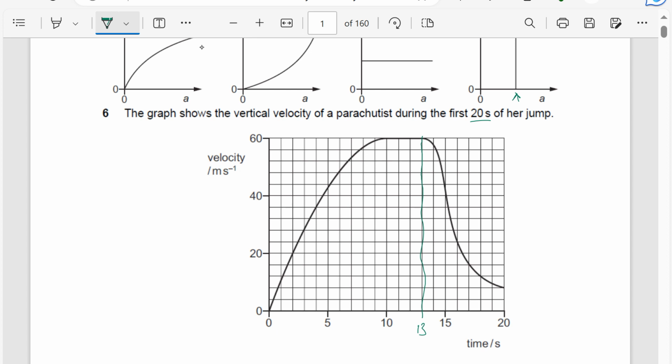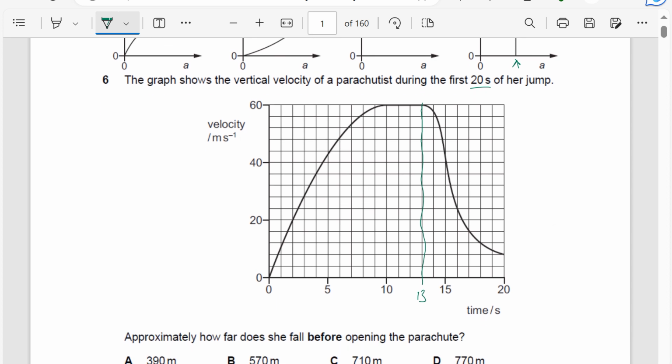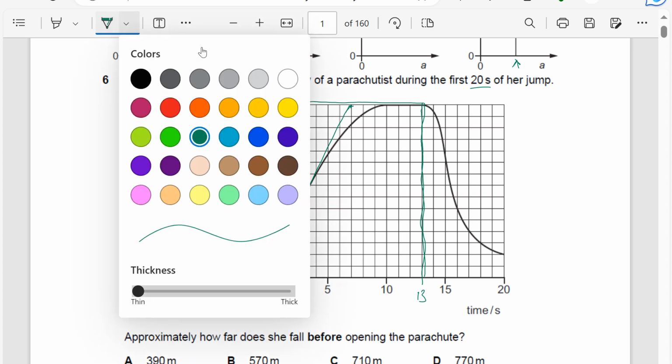So remember, distance is actually the area under the graph. I'll take the area for the whole of this rectangle here, and I will subtract the area for a small triangle because I just need an approximate value. So I'll subtract the area outside. Let me see. Okay, I will subtract this area here. So I'll subtract this area. Let me increase the thickness.